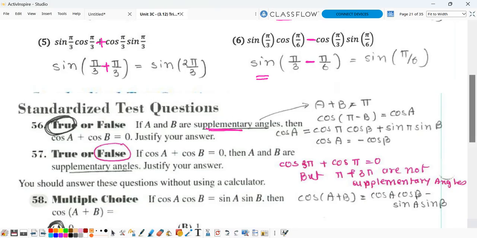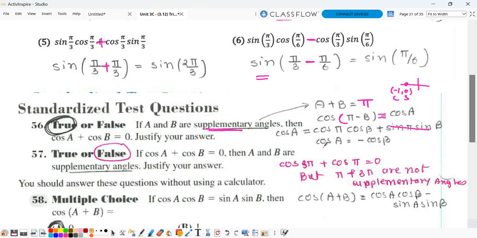What is a supplementary angle? Supplementary angle means the sum of the two angles is 180 degrees. 180 degrees means pi. So how do we know this is true? We have to use the cosine. Cosine of pi minus b is equal to cosine a. Use the formula cosine pi cosine b, sine pi sine b. Cosine of pi is -1, sine pi is 0. So the whole thing becomes 0.